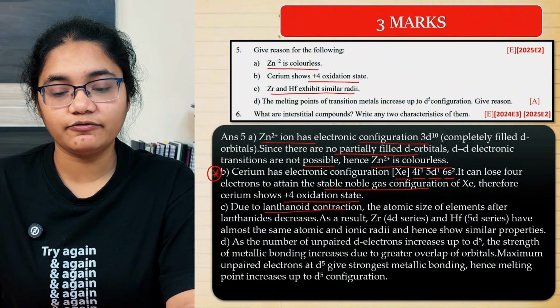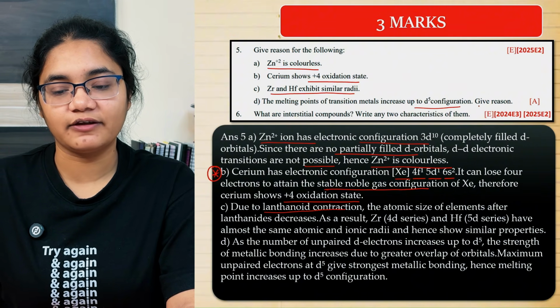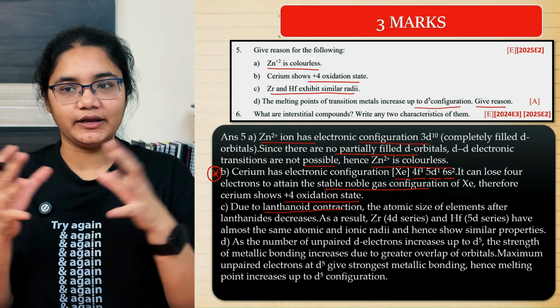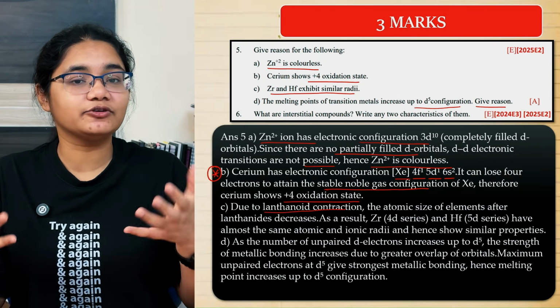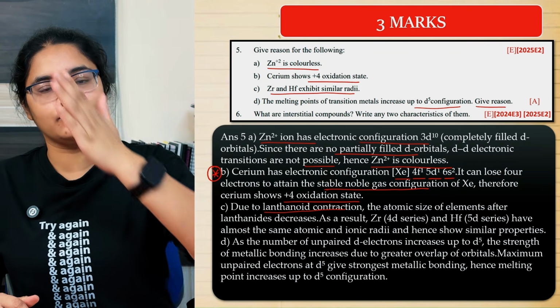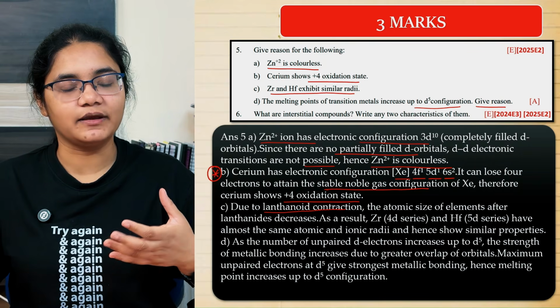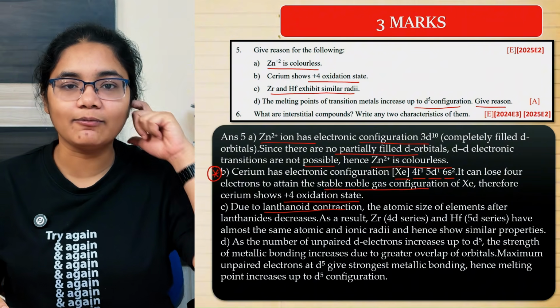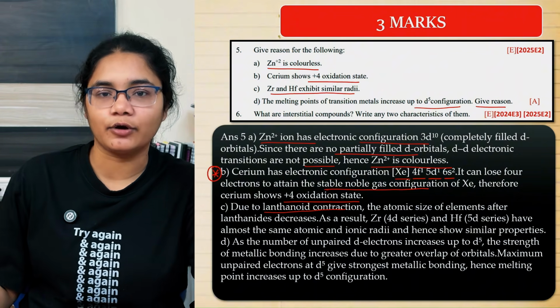Next, the melting point of transition elements increases up to the d5 configuration. Give reason. The melting point depends on the interatomic bonding, and that depends on the number of unpaired electrons. As we move from scandium up to chromium, the number of unpaired electrons is increasing, right? d1, d2, d3. So metallic bonding also increases, and that is why the melting point also increases.